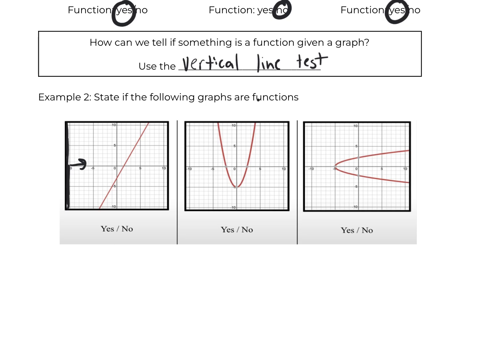In other words, our pencil is going to stay vertical, and we're going to move that to the right. And as it goes across, it's going to touch this red line in different spots, but it's never going to touch more than once at the same time.